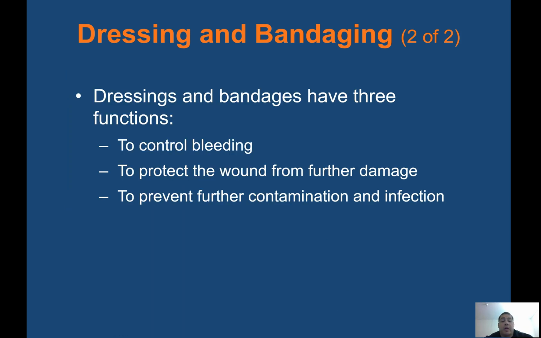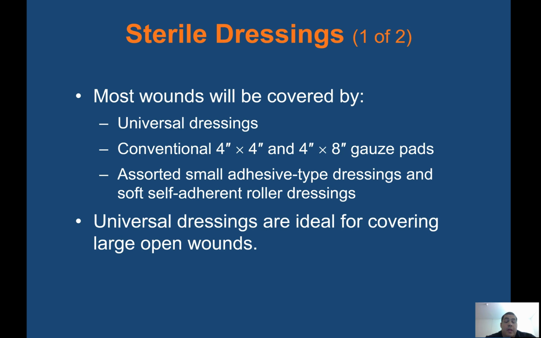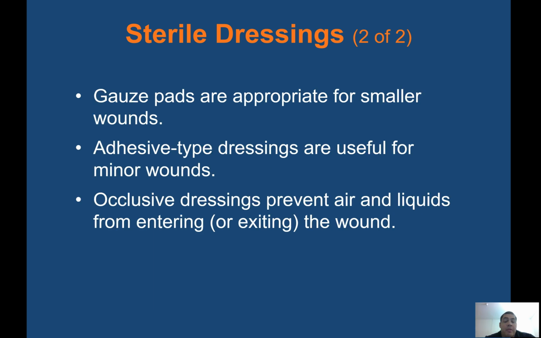Dressings and bandages have three functions: to control bleeding, to protect the wound from further damage, and to prevent further contamination and infection. Sterile dressings: most wounds will be covered by universal dressings, conventional 4x4 and 4x8 gauze pads, assorted small adhesive type dressings, and soft self-adherent roller dressings. Universal dressings are ideal for covering large open wounds. Gauze pads are appropriate for smaller wounds. Adhesive type dressings are useful for minor wounds. Occlusive dressings prevent air and liquids from entering or exiting the wound.